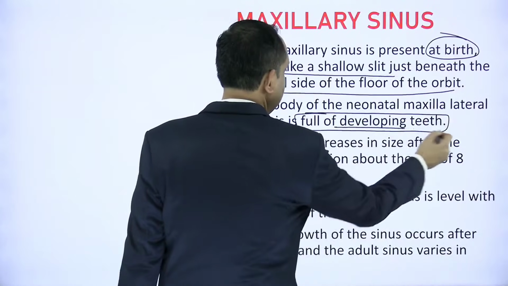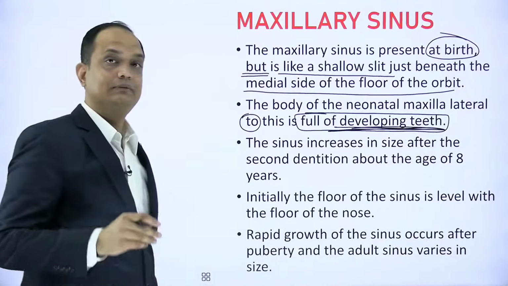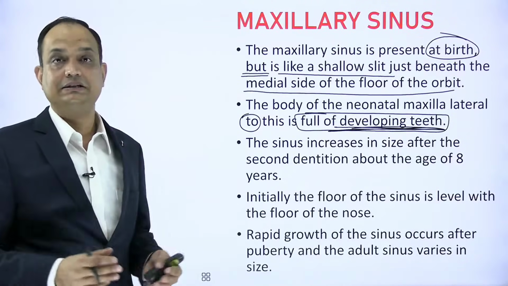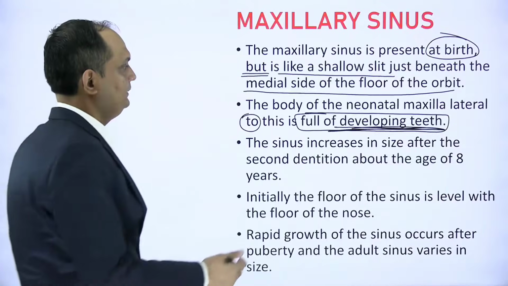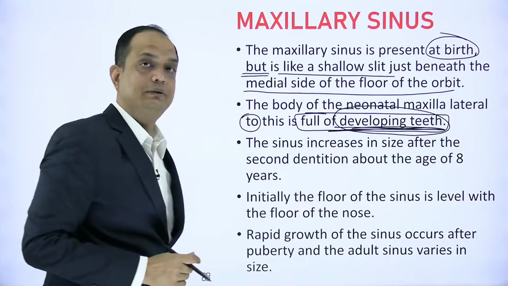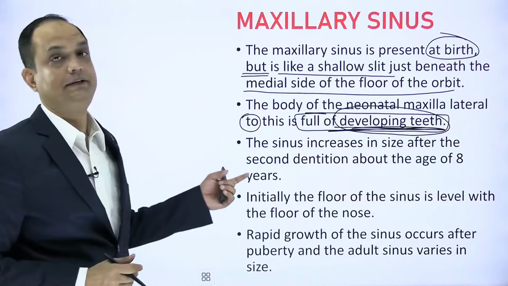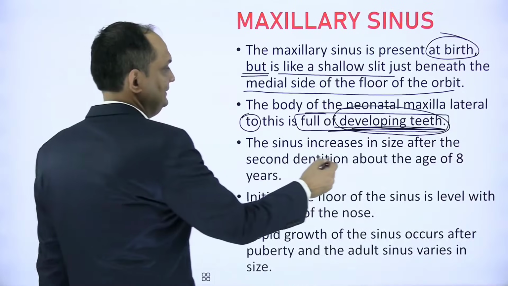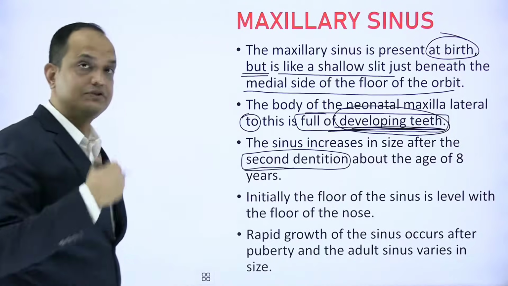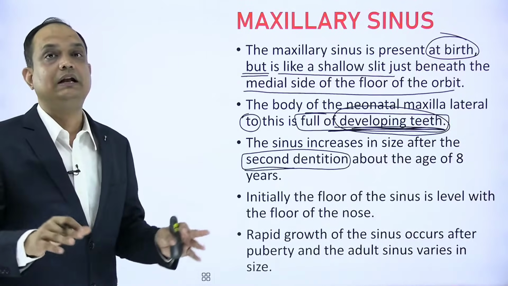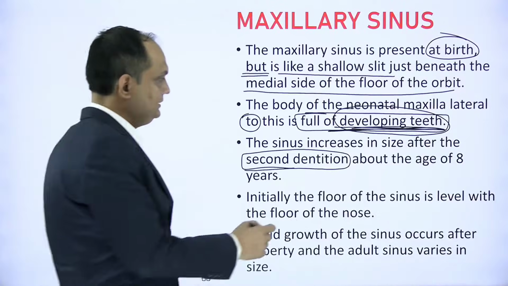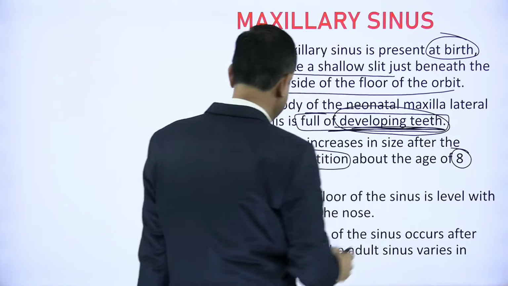Now, this is the important thing to understand: why the maxillary sinus is small in the newborn and why it enlarges with age. The most common reason is that the cavity of the maxillary sinus is full of developing teeth. Now, the sinus increases in size after the second dentition. So, once the dentition starts, the sinus enlarges because the space becomes empty. This is seen around the age of the 8th year.